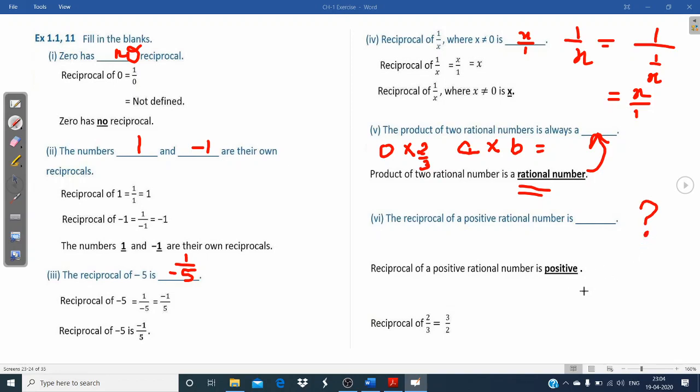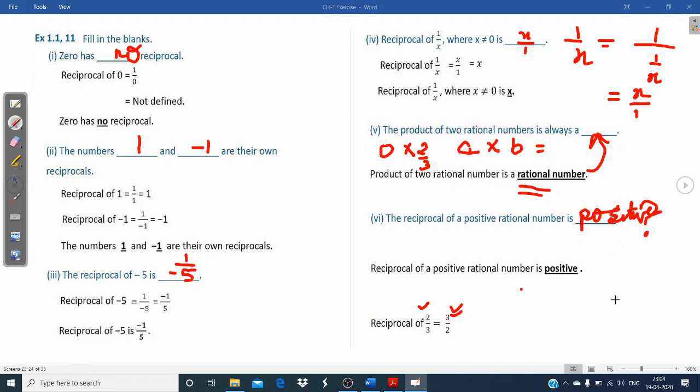Now sixth part, the reciprocal of a positive rational number is what? Let's take an example, 2 by 3. Its reciprocal is 3 by 2. So again, which type of number are you getting? You are getting a positive number. So the reciprocal of a positive rational number is always positive.